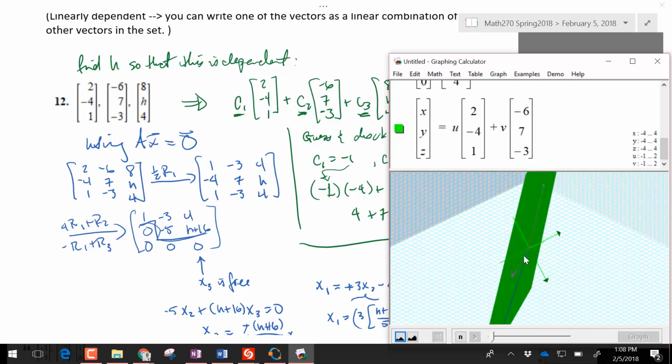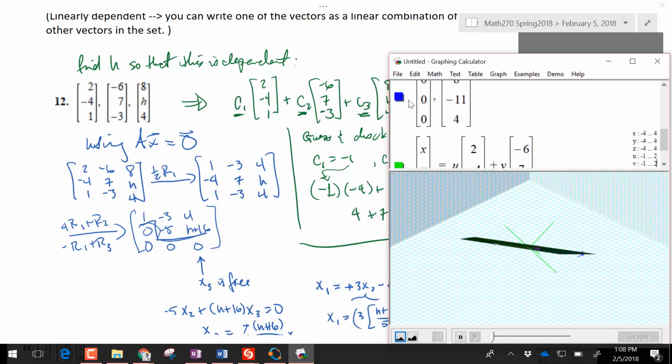So we can see a little bit more of the plane, and then we'll see that that vector, which was in blue, is actually on the plane. Okay. Now that's for h is equal to 11, but we're saying if we let h equal anything, this should still be linearly dependent. So let's mess around with the different values of h and see what we get.